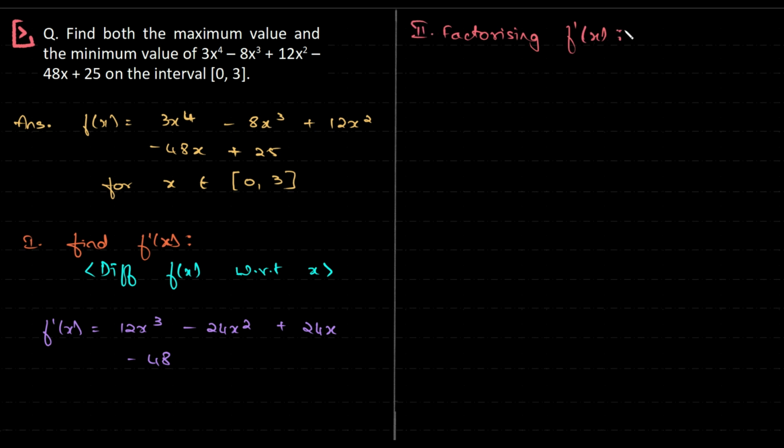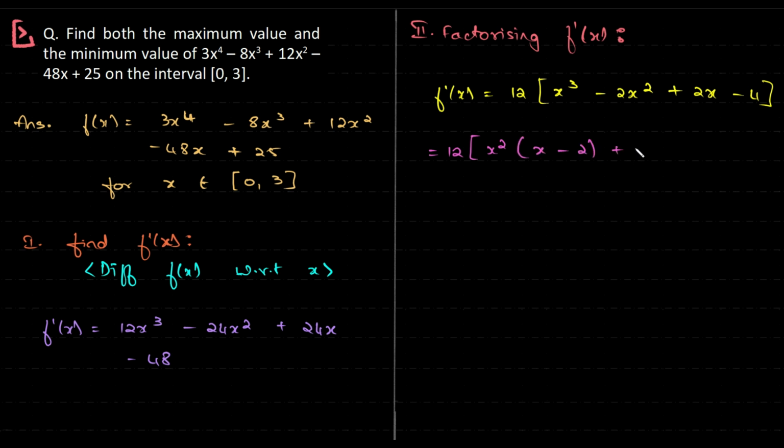So let's factorize this. For that, I think it's better to take 12 common. So we have x cube minus 2x square plus 2x minus 4, right? And then we have 12 times x square common in the first two terms, so x minus 2 is left out. Plus 2 is common, x minus 2 is left out, closing the brackets. And we have 12 times x square plus 2 into x minus 2.